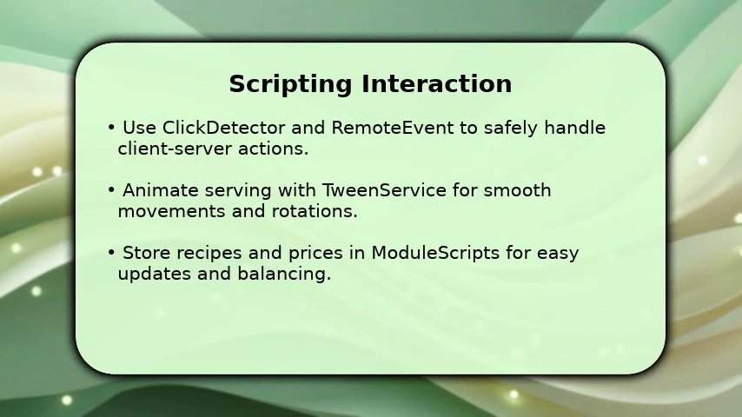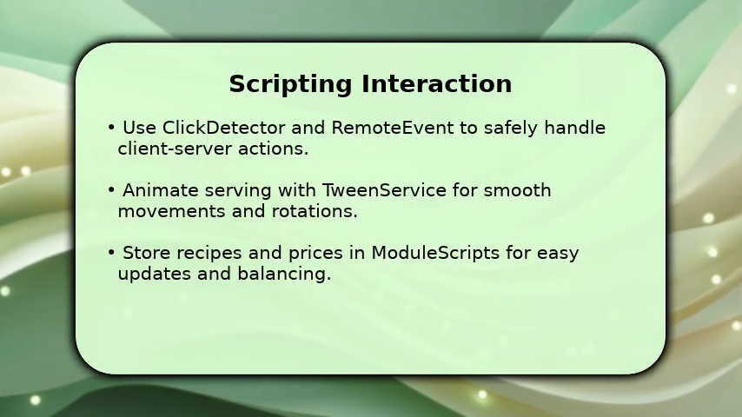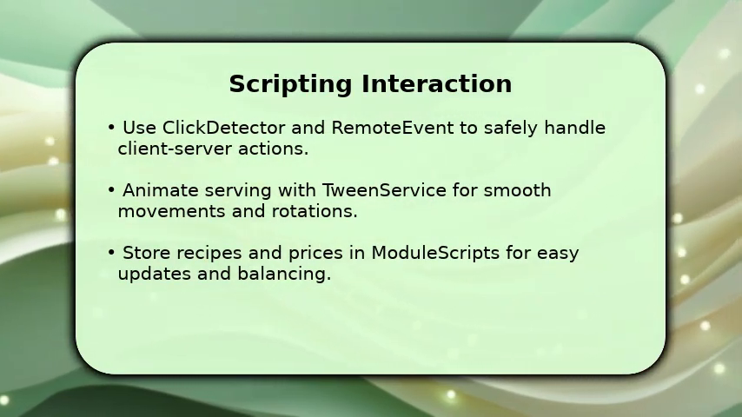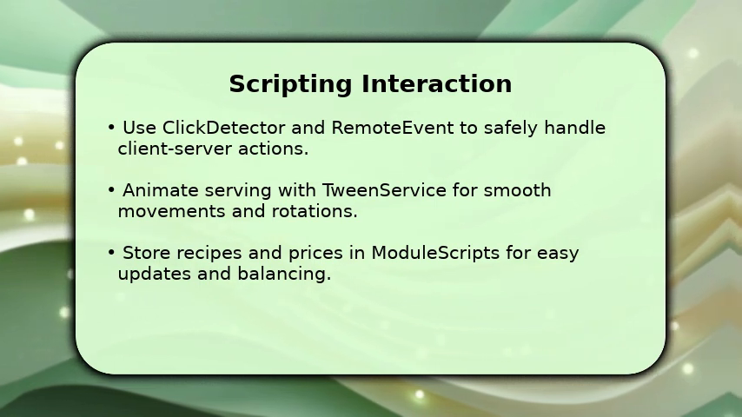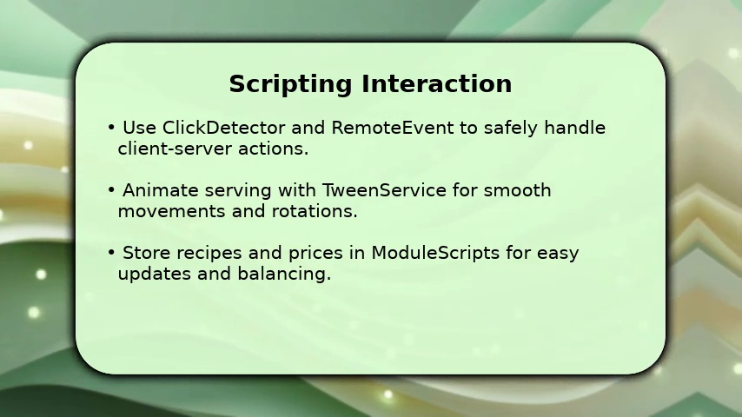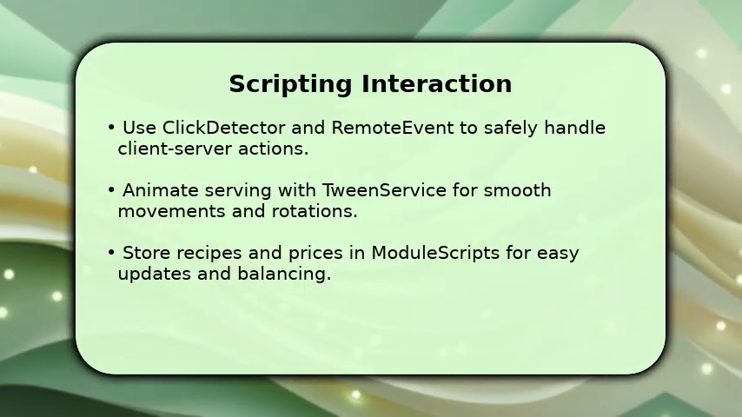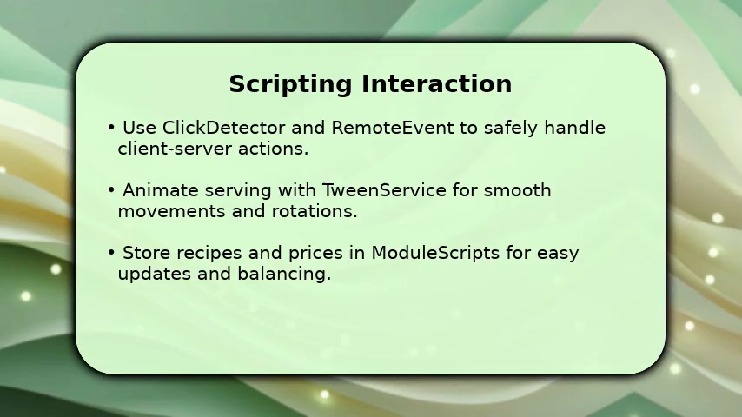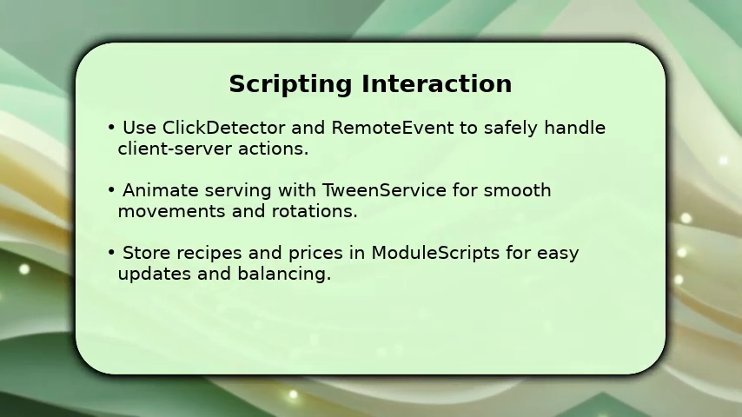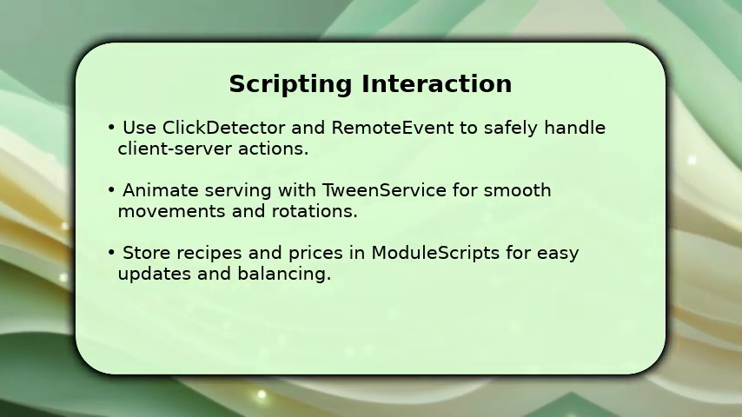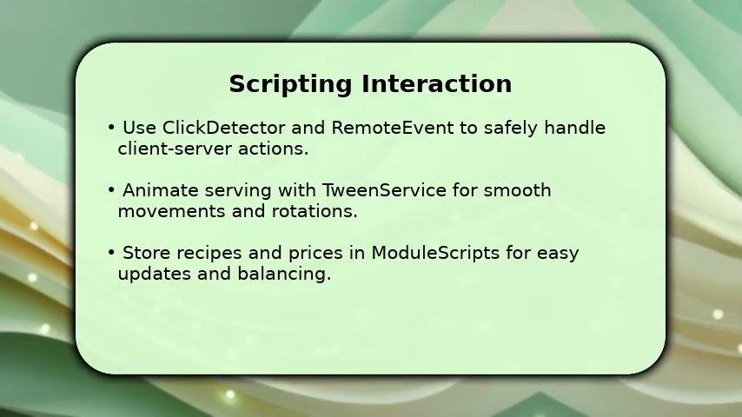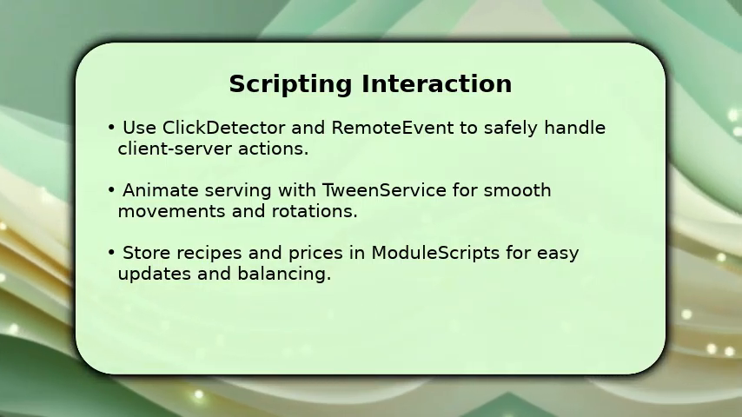Create a local script to detect clicks and fire a remote event to the server to validate orders and deduct currency. Use tween service on server-controlled parts to animate sushi being served or tossed, and play short sound effects for feedback. Keep recipe data in a module script so you can adjust ingredients, prices, and crafting times without rewriting code.